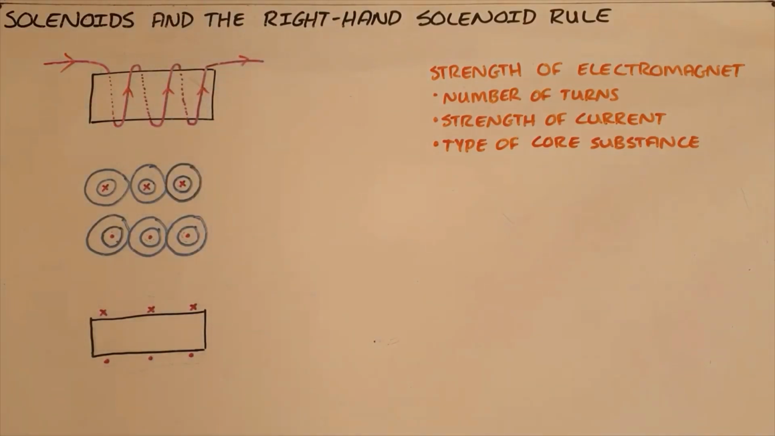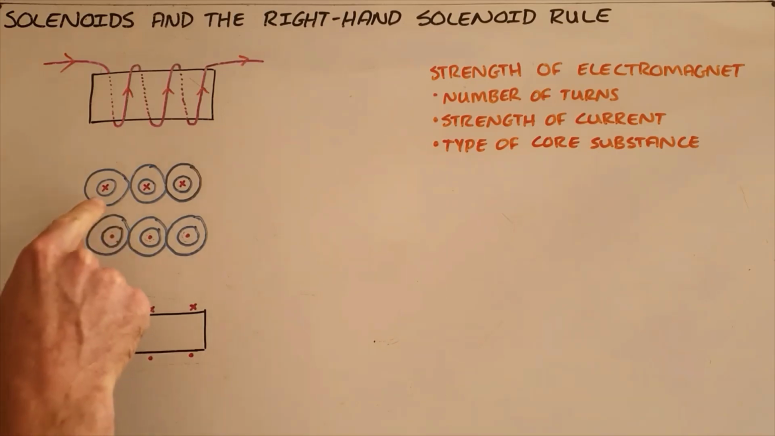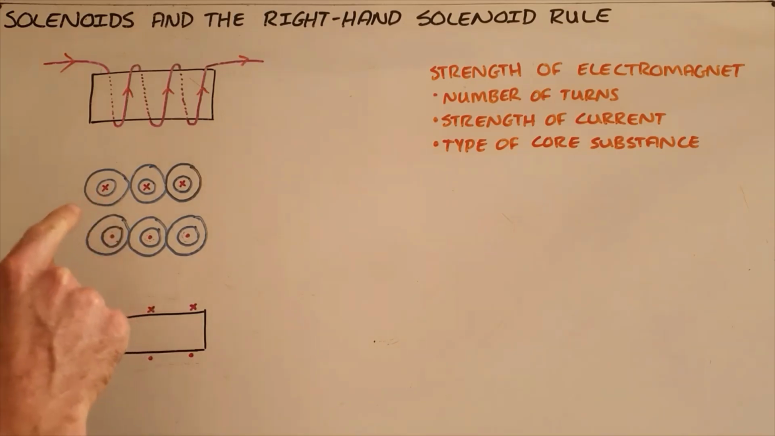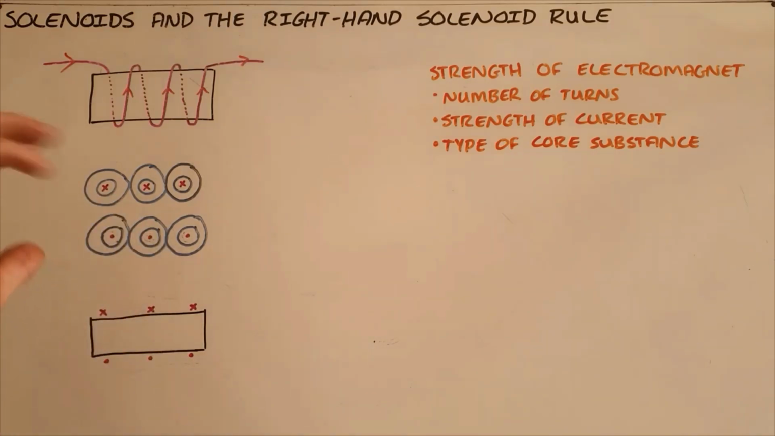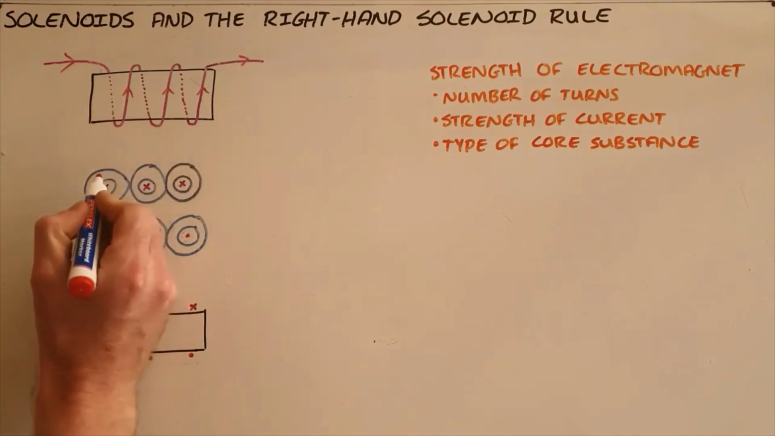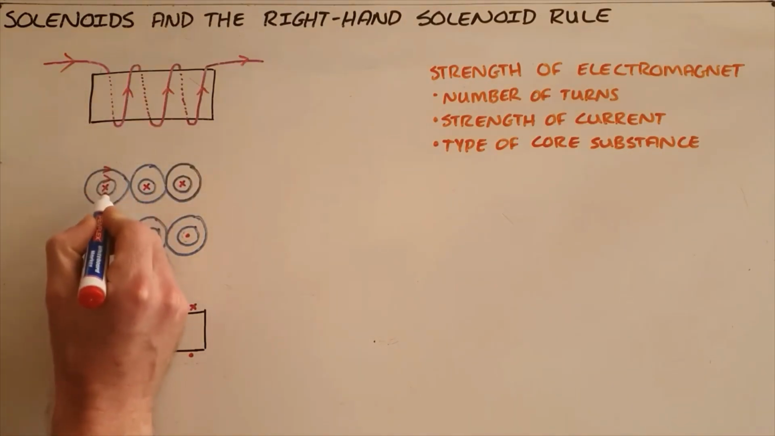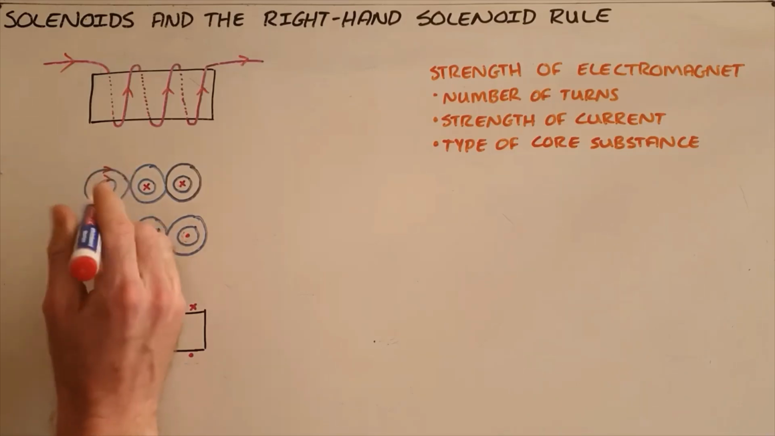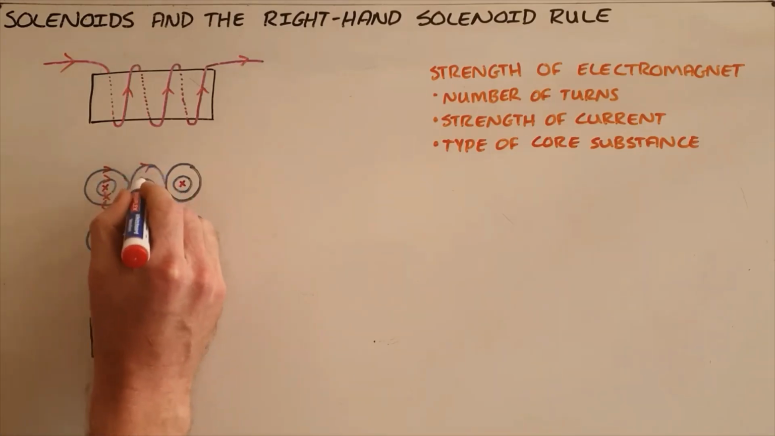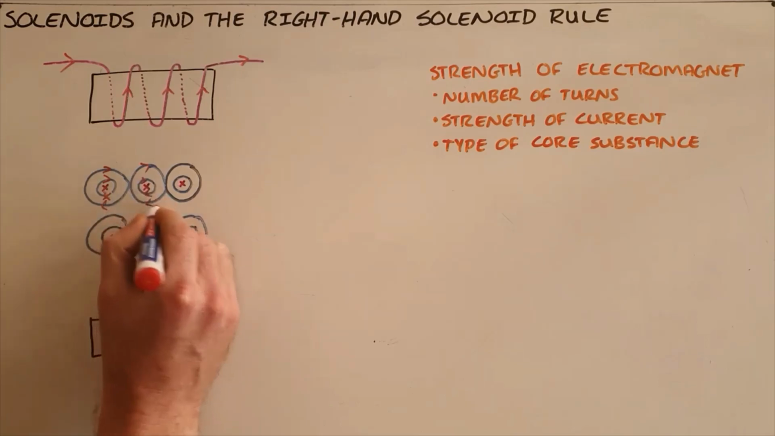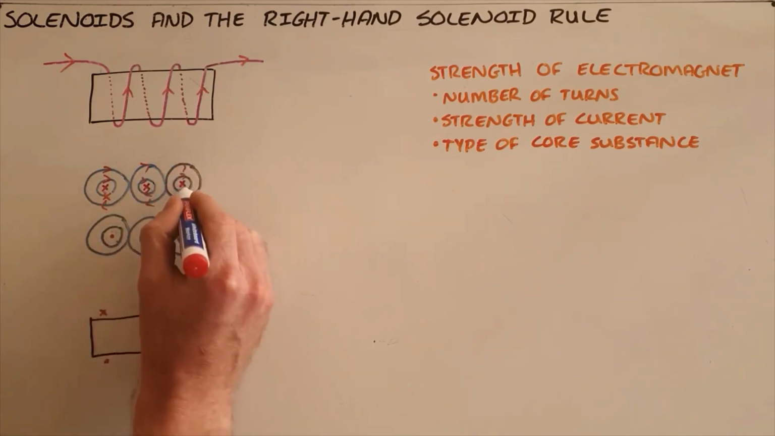Now we know that any current carrying conductor has a magnetic field produced perpendicular to it that acts in concentric circles around it, and we can determine the direction of that magnetic field using our right-hand wire rule, which says here that the current is going into the page or into the board. Using our right-hand wire rule, we can see that the magnetic field is directed as follows for the wires at the top of the solenoid.